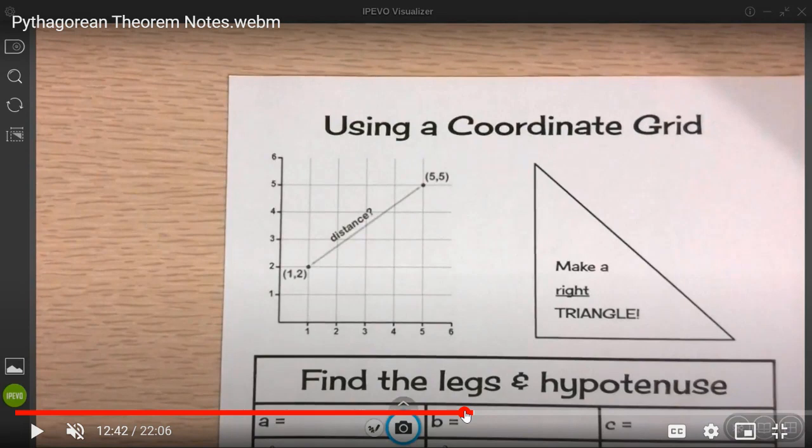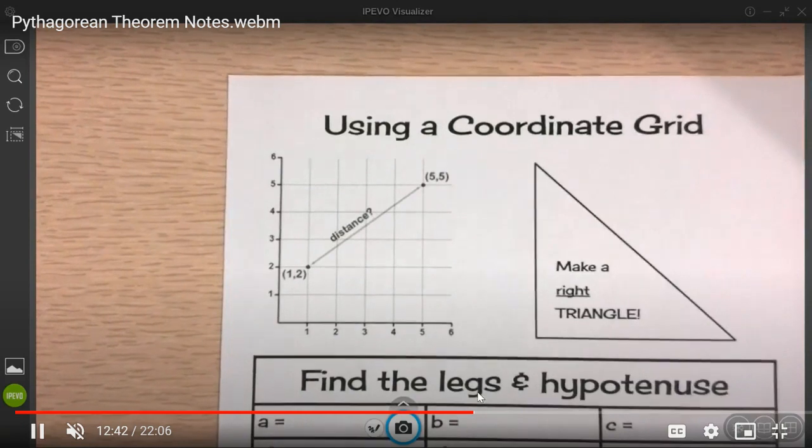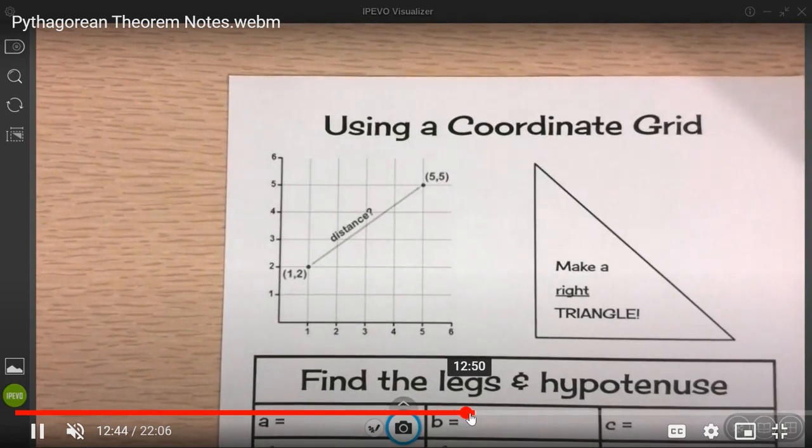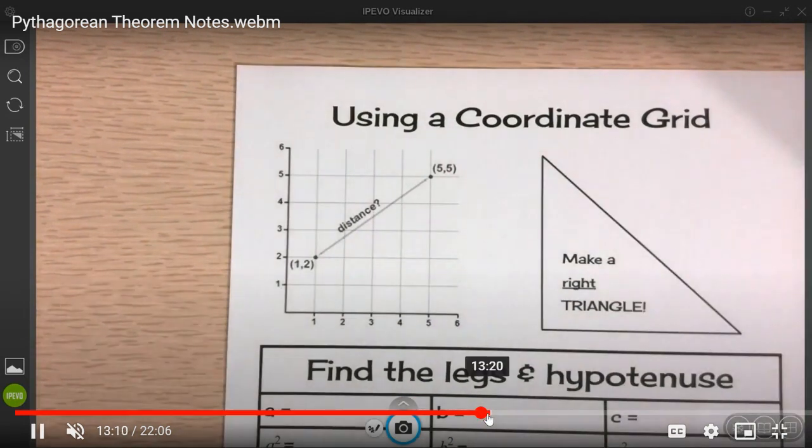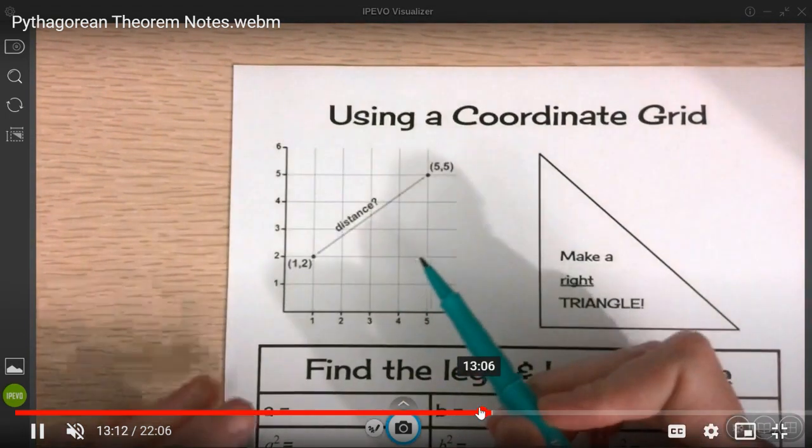Okay, so you're going to want to know how to use a coordinate grid to find your legs. Because right now I'm giving you the hypotenuse, which is a line between 2 points. And it is at a diagonal, which means I can't just count the squares, right? I'm going to skip forward to where I actually show the counting, from one point to another.